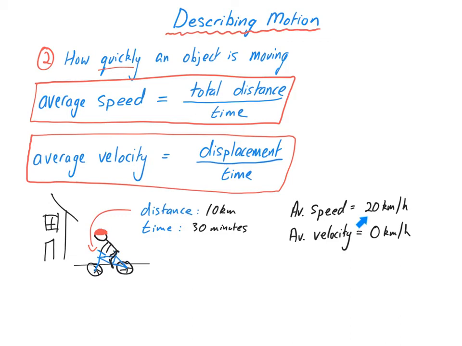So, average speed and average velocity are very different, and you need to be careful here. So average speed represents, on average, how fast were you travelling along your path, whereas average velocity represents, on average, how fast were you travelling along your change in position.